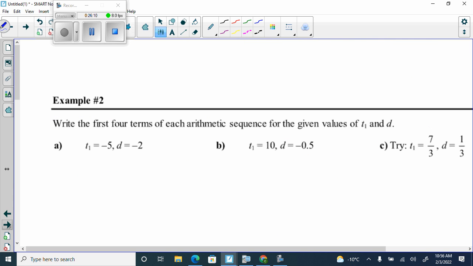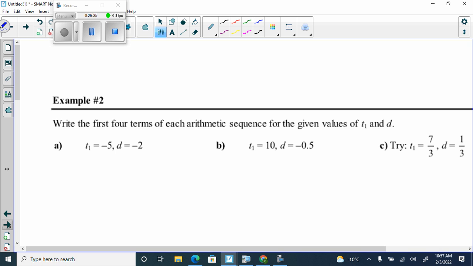Okay. Now we go to easier ones. So here, we have to write the first four terms if I give you T1 and D. D is the common difference. It's what you add to get to the next one, correct? That's all D is. So if I have a term, I can add D to it and get the next term. Do you agree? So sometimes you're adding a negative, which sounds like you're subtracting, but you're just adding a negative.